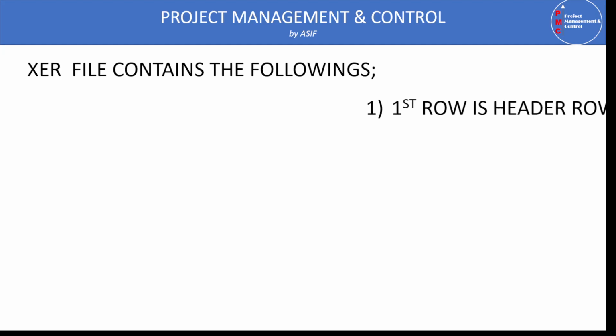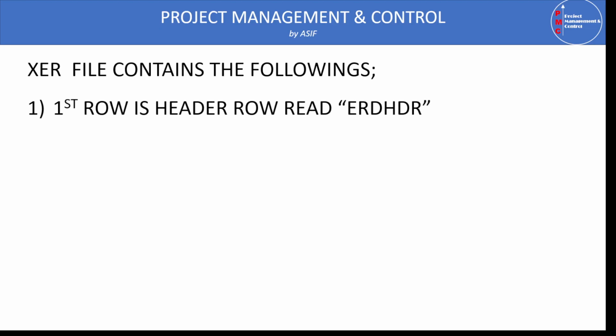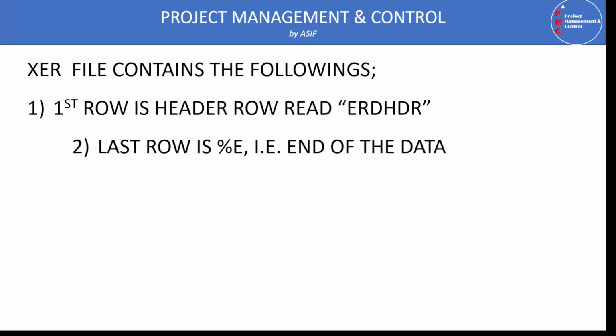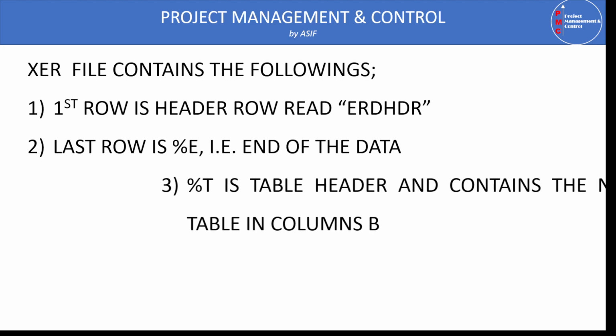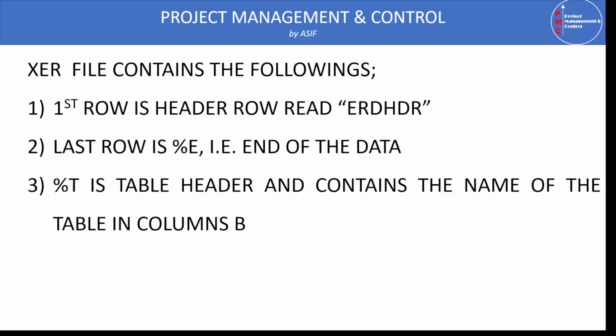Number one is the first row, which is the header, the same for all tables. It is called ERMHDR, where HDR stands for header. The last row is percentage %E, which represents the end of the data, and then percentage %T is the table header and contains the name of the table in column B. We will see this in a while.